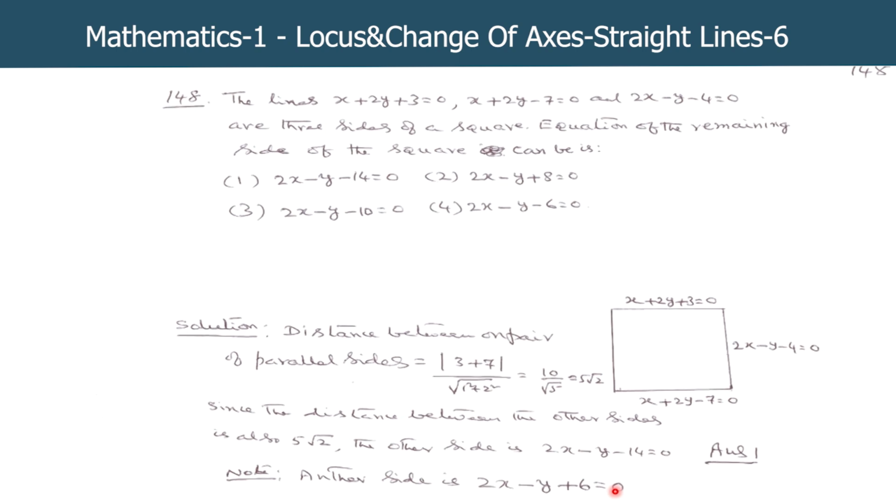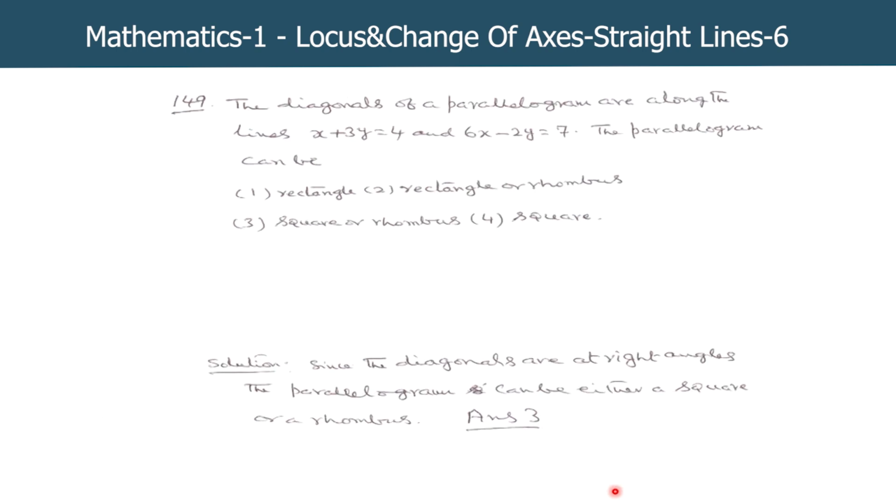Next problem. 149. The diagonals of a parallelogram are along the lines x plus 3y is equal to 4 and 6x minus 2y is equal to 7. The parallelogram can be: rectangle, rhombus, square, or rhombus or square.